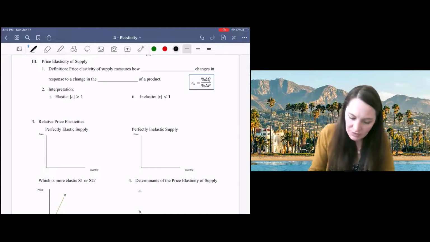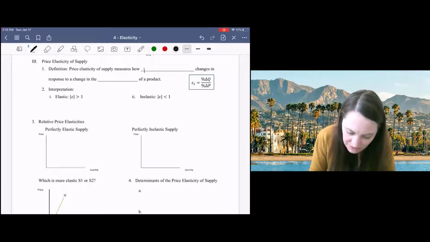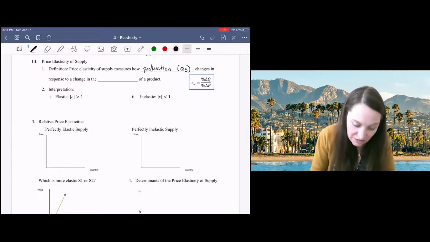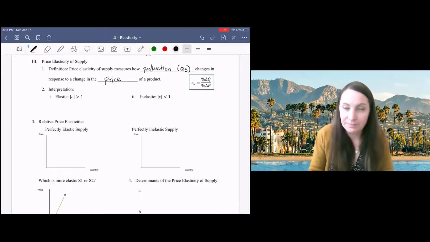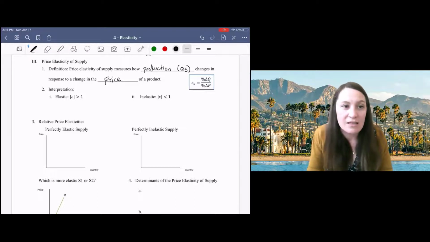So here we're measuring how production, or the quantity supplied, changes in response to a change in the price of a product. And you'll see that the price elasticity of supply is calculated in the same way as the price elasticity of demand, and its interpretation is also the same. So you've already done the bulk of the heavy lifting for this module. We'll just go over supply elasticities before we wrap up.